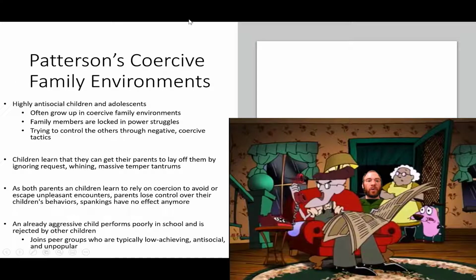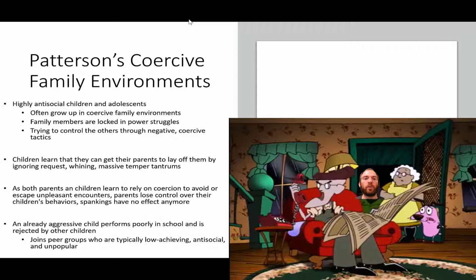Next theory is Patterson's coercive family environments theory. Highly antisocial children and adolescents often grow up in coercive family environments. Family members are locked in power struggles, trying to control the other through negative and coercive tactics. Children learn that they can get their parents to lay off them by ignoring requests, whining, massive temper tantrums. As both parents and children learn to rely on coercion to avoid or escape unpleasant encounters, parents lose control over their children's behaviors. Spankings have no effect anymore. An already aggressive child performs poorly in school and is rejected by other children. They join peer groups who are typically low-achieving, antisocial, and unpopular.